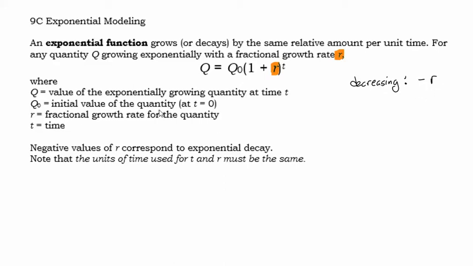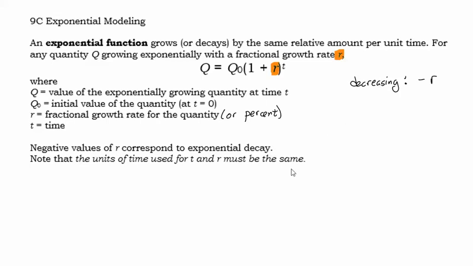So let's look at some of these other values. Q is the value of the exponential growth quantity at time t. That's your output. Q0 is the initial value of the quantity, and we usually know this. R, again, is the fractional growth rate, or a percent growth rate. Most of the time it's presented as a percent, but you could say you lost 1/3 of your value, or you could say you gain 1/4 of your value. That would be the same as gaining 25%. And t is time. So here it's telling negative values of r correspond to exponential decay.